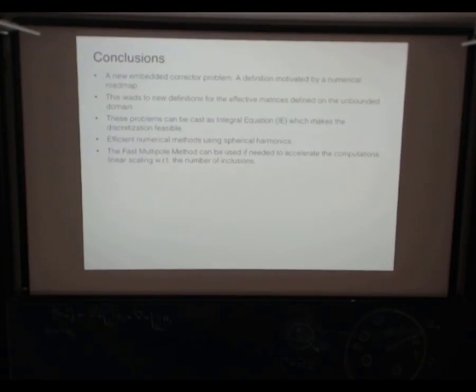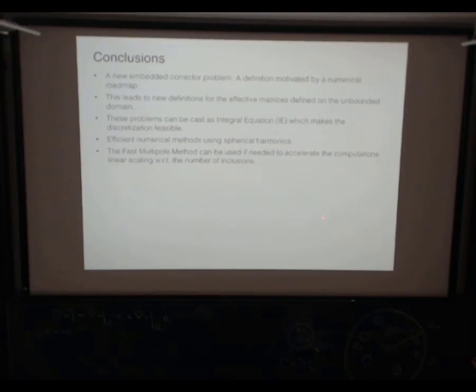So here we introduced a new embedded corrector problem, a definition somehow motivated by a numerical roadmap. But we did not truncate the domain. We still have an unbounded domain, but I truncate my data and complement it by a constant field on the outside. So this leads to a new definition of effective matrices that are proven to converge to the homogenized one.